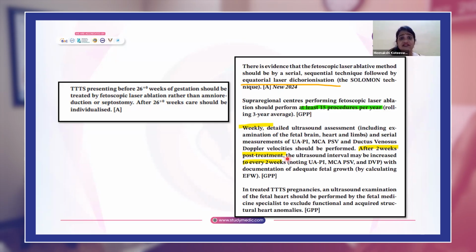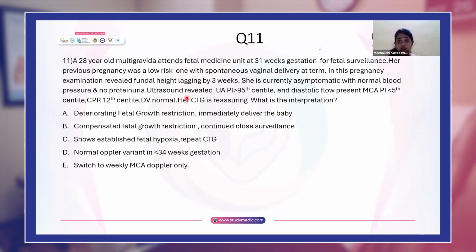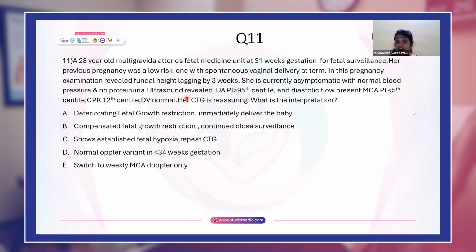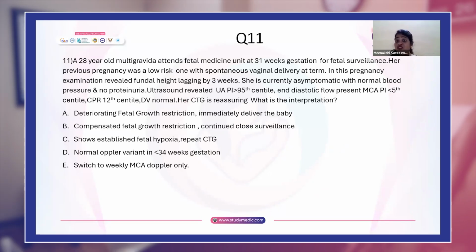A 28-year-old multigravida attends the fetal medicine unit at 31 weeks of gestation for fetal surveillance. Her previous pregnancy was a low-risk spontaneous vaginal delivery at term. On examination, the fundal height is lacking by 3 weeks. She's currently asymptomatic with normal blood pressure and no proteinuria.